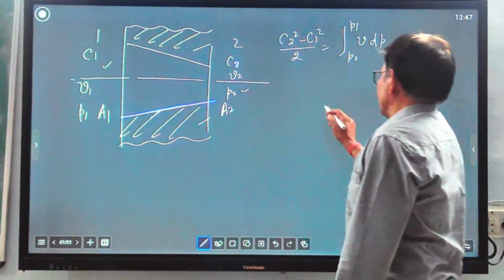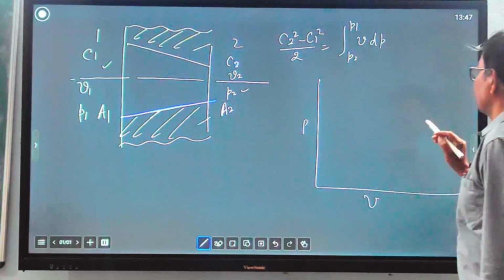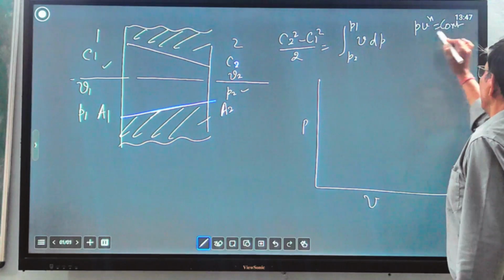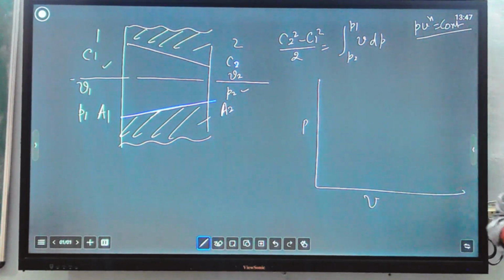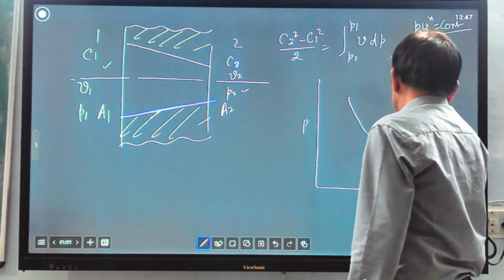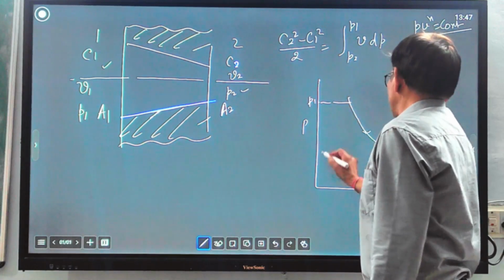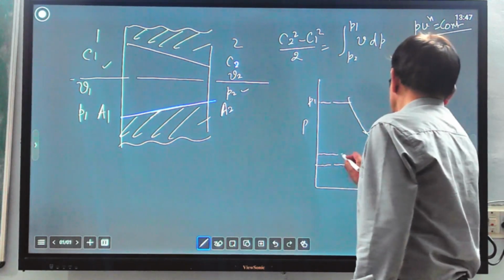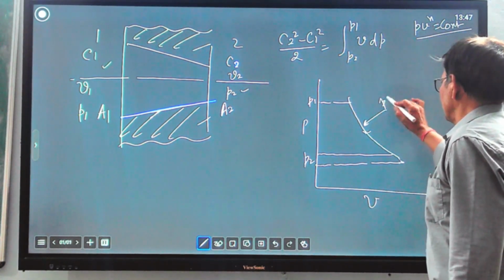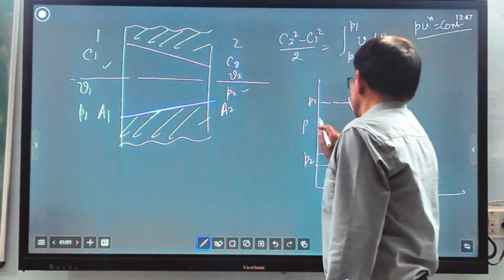If we draw this on a PV diagram, the expansion will follow PV to the power n equals constant. It is a polytropic expansion, where n is the polytropic index. Let us see how it varies. This is the expansion curve, with the initial state at P1 and the final state at P2. The expansion takes place from P1 according to PV to the power n equals constant.